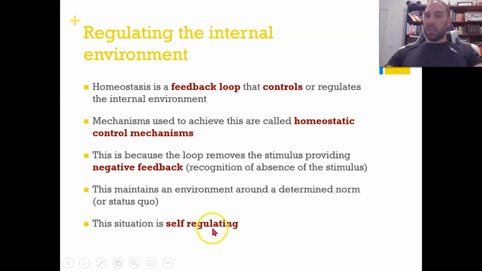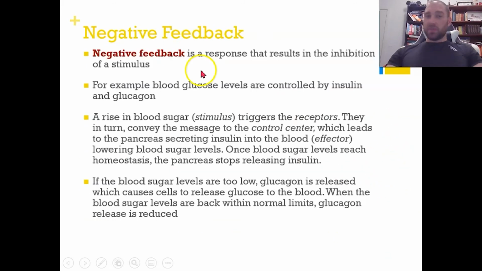It's self-regulating, so whatever change we make leads to a system change that we can then detect, and if that system check isn't enough, then we have more of that system happening. If it's too much, then we reduce that amount until we get back to our balance point. Let's have a look at how this works in terms of blood sugar just briefly. Negative feedback is a response that results in an inhibition of a stimulus. So the output of our change leads to a reduction in the input of a change, and this continues until we reach balance.